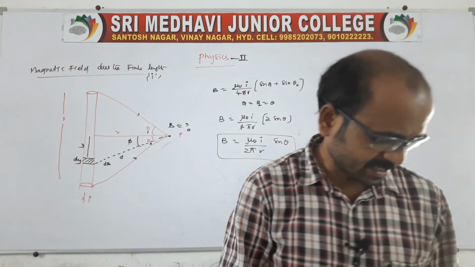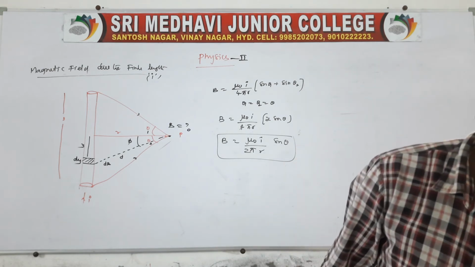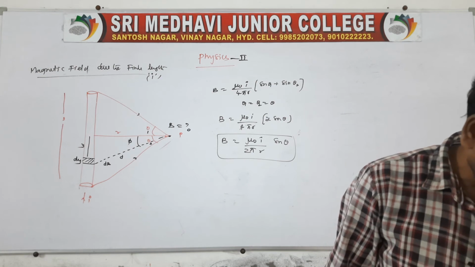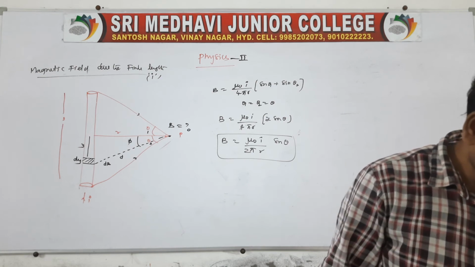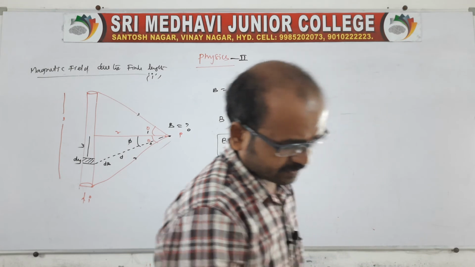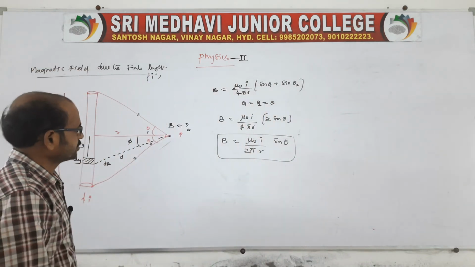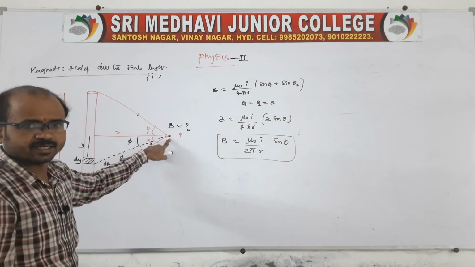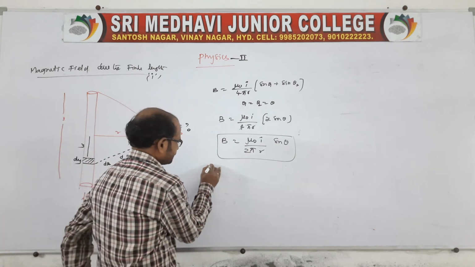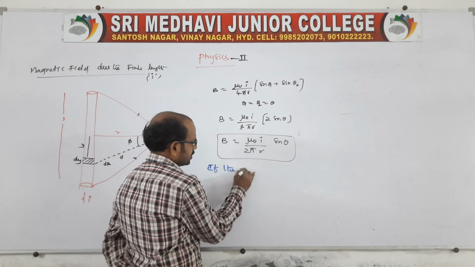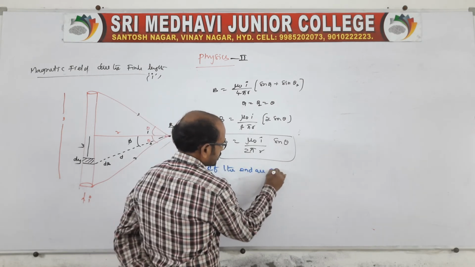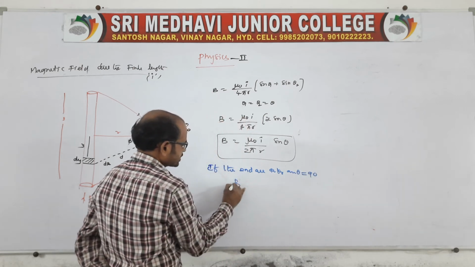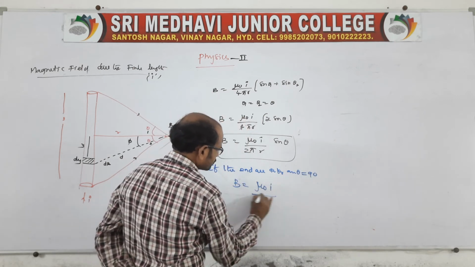Suppose theta is equal to 90. Sir, when will we get 90? Theta will be 90 only when the point is such that the ends are making an angle of 90 degrees at the end of the conductor. If the ends are making an angle 90, therefore B is equal to mu naught I by 2 pi r.